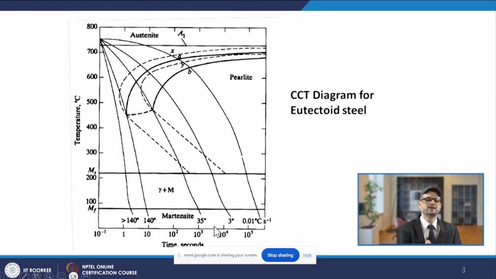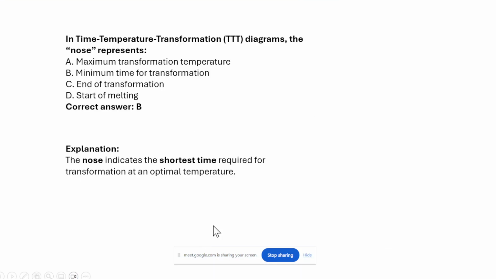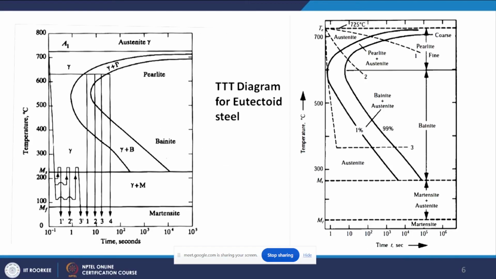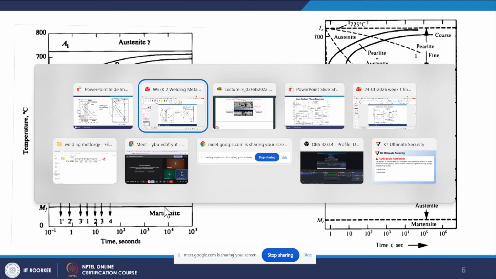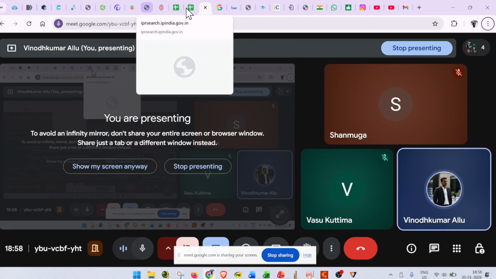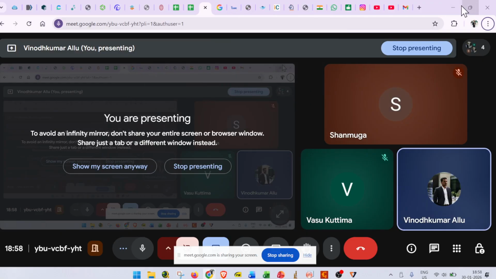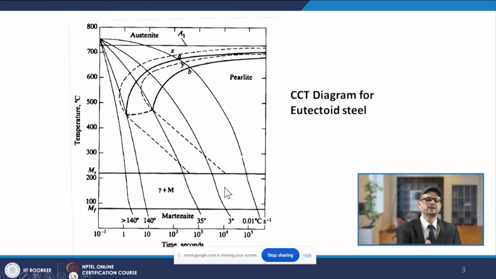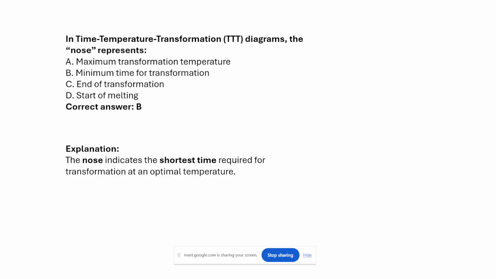Within this nose curve itself, it has started to cool down. Okay, so this is all about the lecture part for this week. So we can try to do some problems based on what we have discussed till now. I think I have kept the answers also open. Okay, let's discuss what it is.